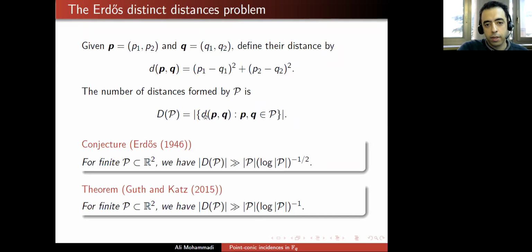So the size of the distance set determined by a point set is the number of distances between two tuples of points. And we expect it to be at least this big.